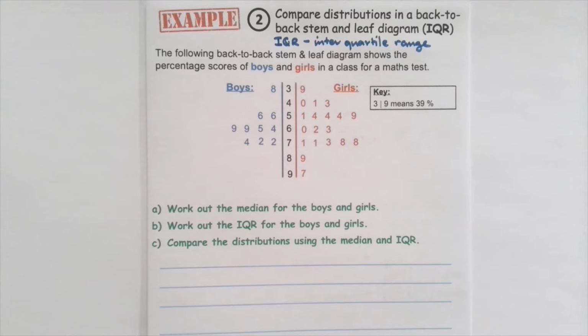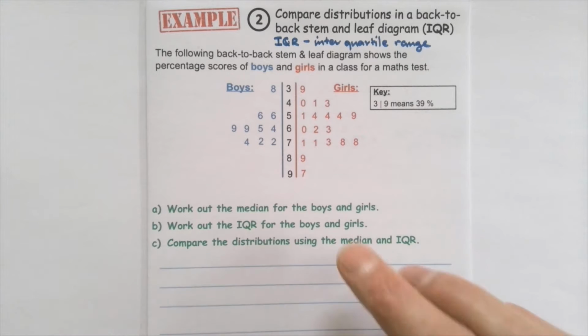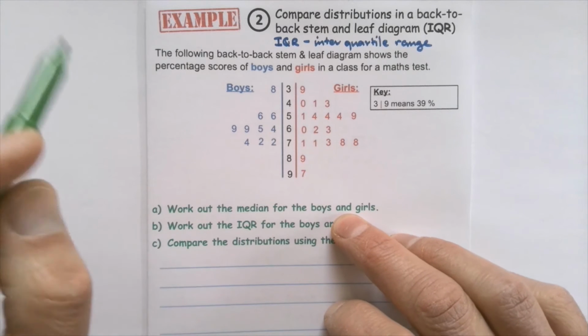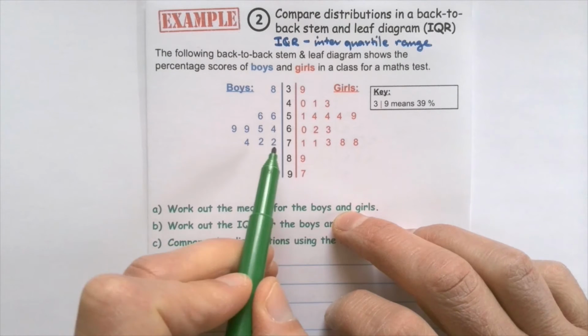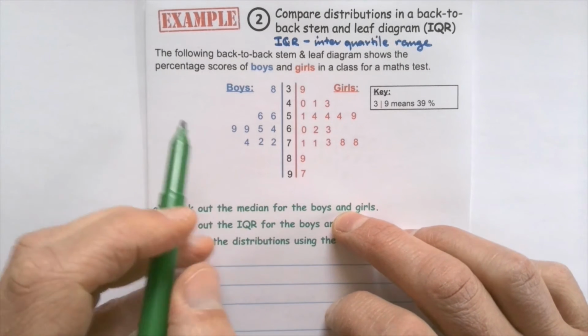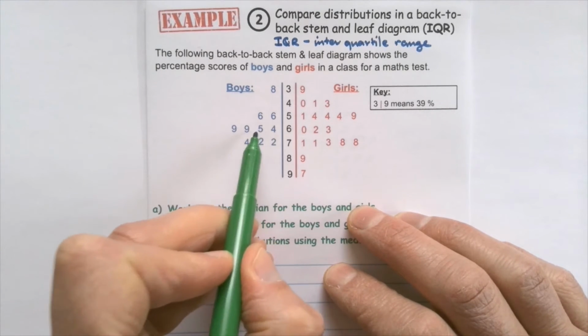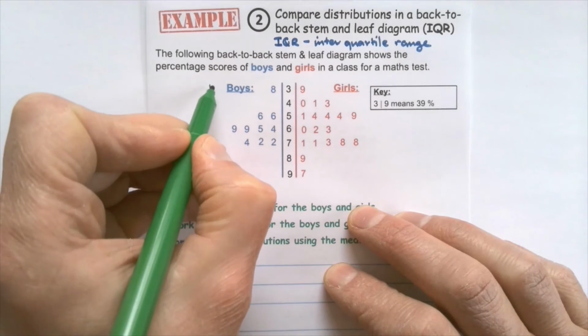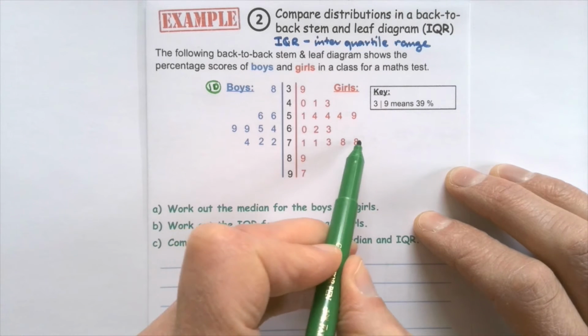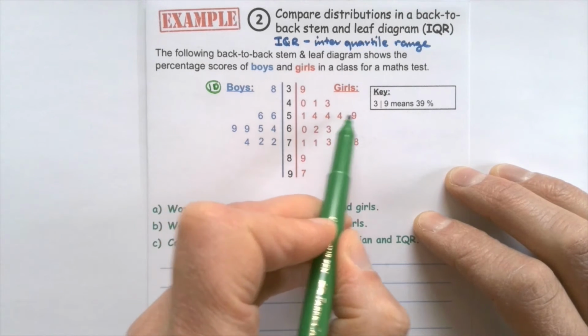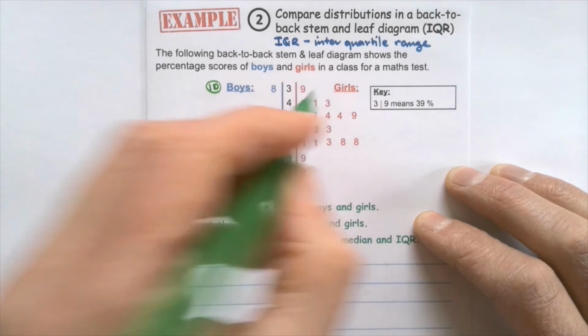So we've got a back-to-back stem and leaf diagram. Now rather than a German test, it's a maths test. So it's percentage scores in the maths test, and we just need to work out the median for the boys and the girls. First thing we do is count up the number of students, so we understand whether we've got a middle number or middle two numbers for the median. So 1, 2, 3, 4, 5, 6, 7. So we've got 10, and 1, 2, 3, 4, 5, 6, 7, 8, 9, 10, 11, 12, 13, 14, 15, 16, 17, 19.